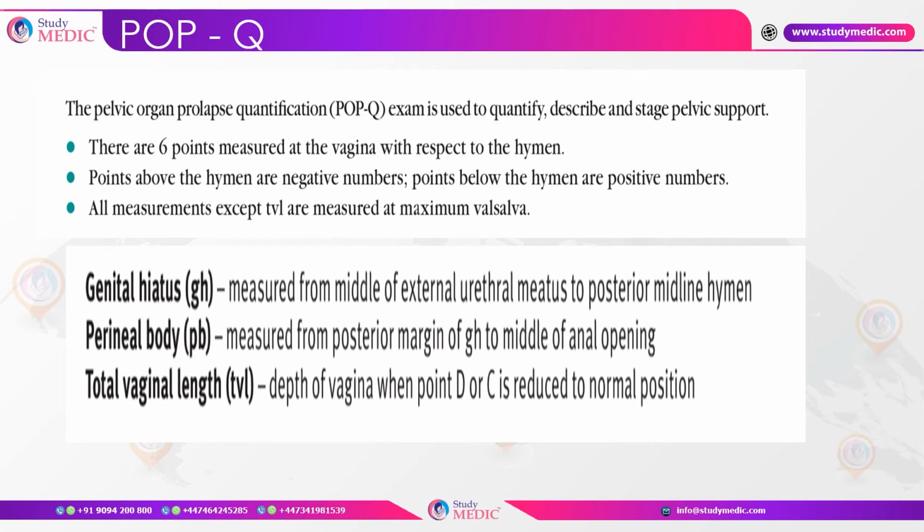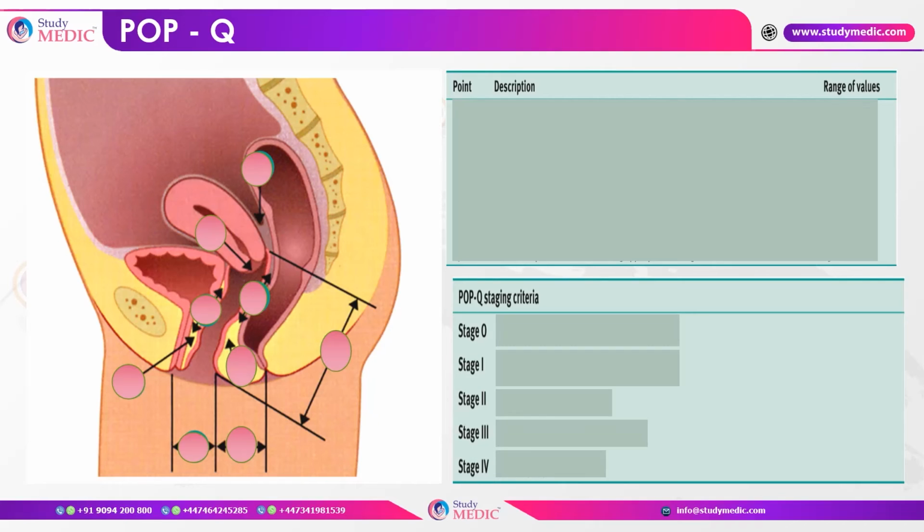The points that you have to measure include the genital hiatus, which is measured from the middle of the external urethral meatus to the posterior midline hymen. Then you have the perineal body, which is measured from the margin of the genital hiatus to the middle of the anal opening. Then you measure the total vaginal length, which is the depth of the vagina when point D or C is reduced to normal position. So let us see which points are measured in a POPQ system.